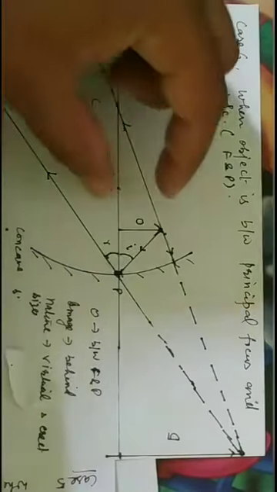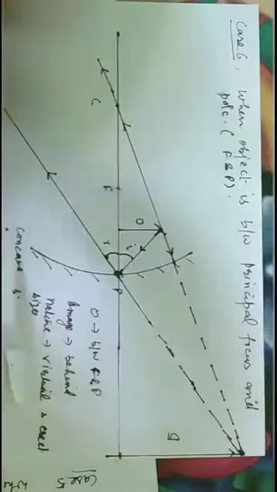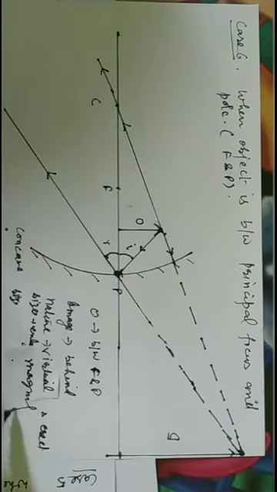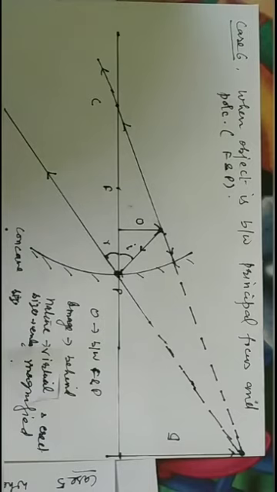Size, you can see here the object size is small and the image is bigger, so it is magnified or enlarged. So this is your last case, when your object is between focus and pole. Your image is behind the mirror, it is virtual and erect, and it is enlarged. So this is your image formation for the case of a concave mirror.